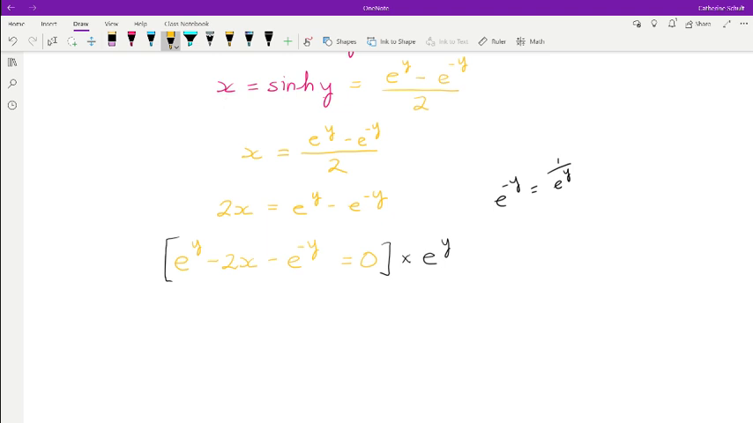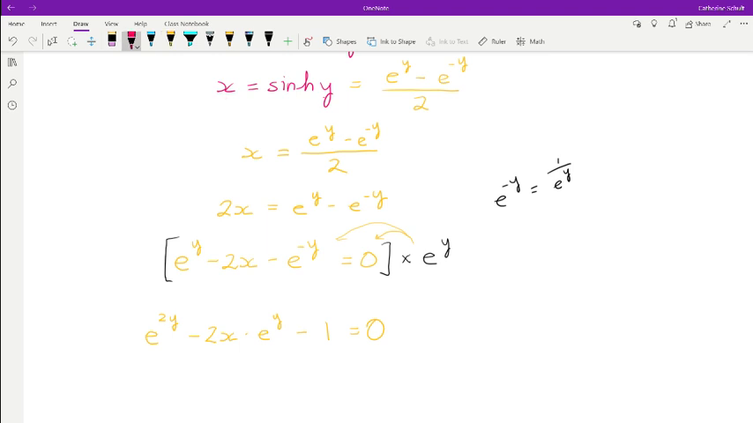Okay, so e to the y times e to the y plus y is 2y, minus 2x times e to the y, minus, and that's just going to become e to the y times its inverse is just 1. All right, so we multiplied everything by e to the y. Okay, so here's where we get a little tricky.